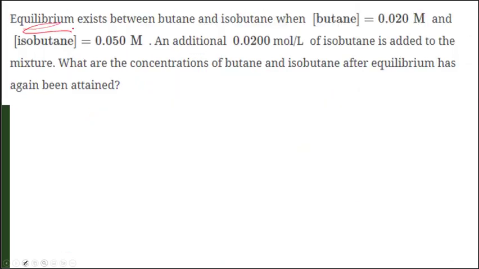Let's try another example. Equilibrium exists between butane and isobutane when the concentration of butane is 0.02 molar and isobutane is 0.05 molar. An additional 0.02 moles per liter of isobutane is added to the mixture. What are the concentrations of butane and isobutane after equilibrium has been attained? See if you can set up this ice table and solve it.